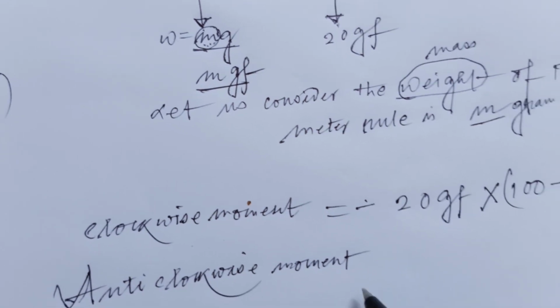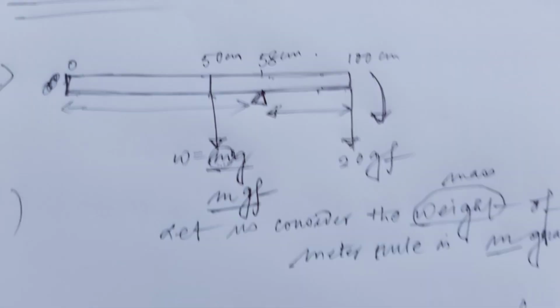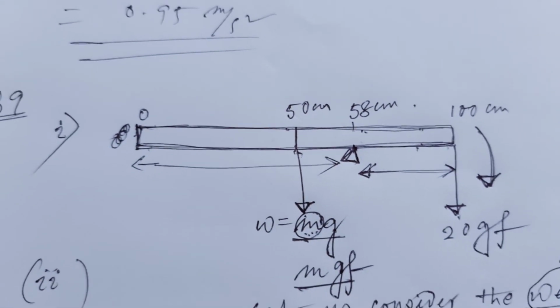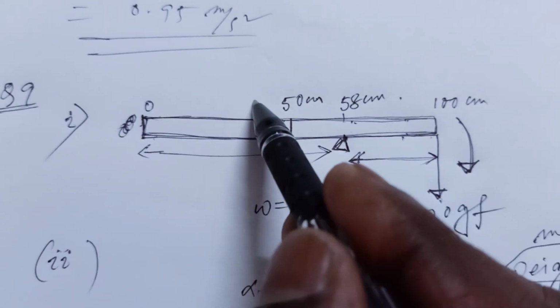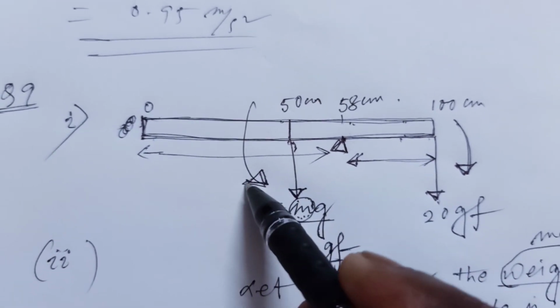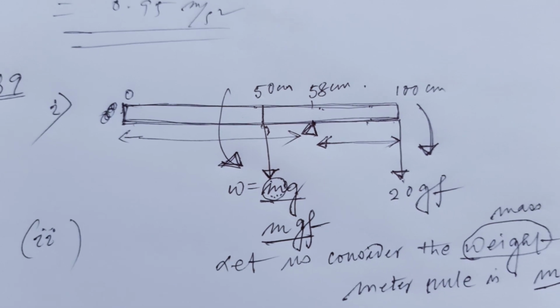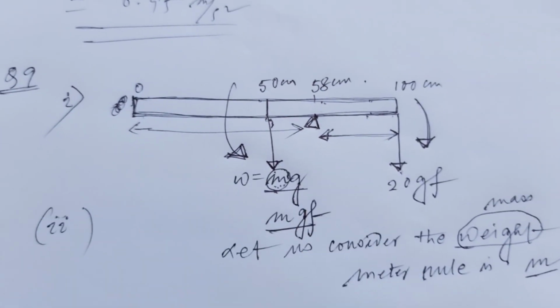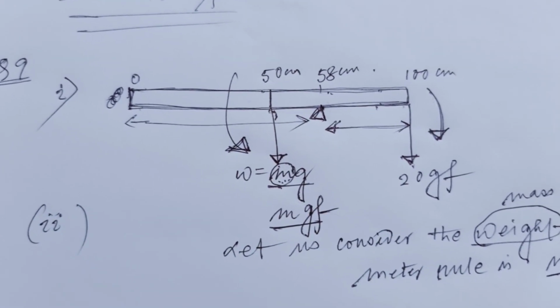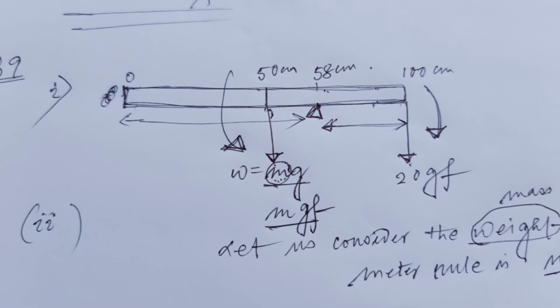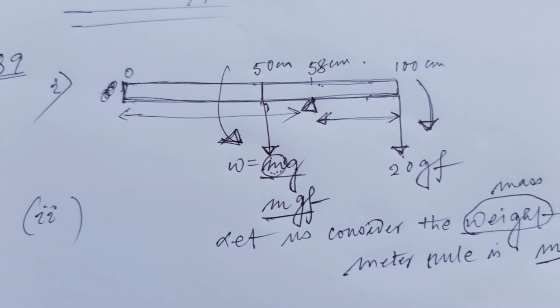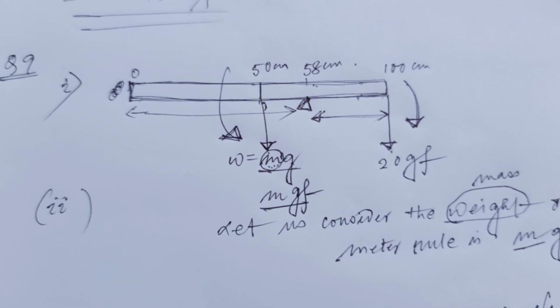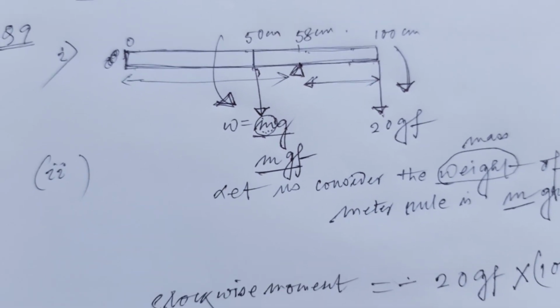So anti-clockwise moment is taken as positive. This is the convention. The anti-clockwise moment is where the force acts along that particular direction and brings it back to equilibrium. If those two moments are equal, then from the principle of moments, we know that the clockwise moment is equal to the anti-clockwise moment.